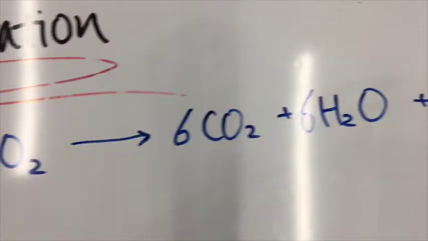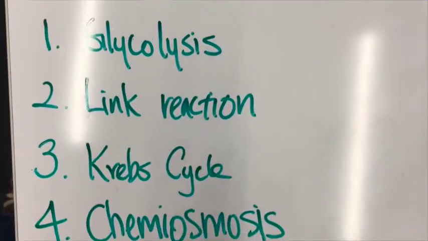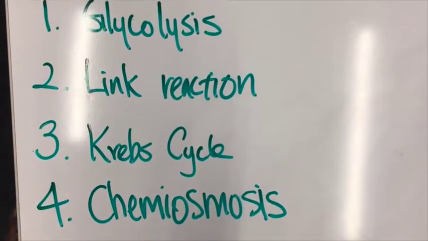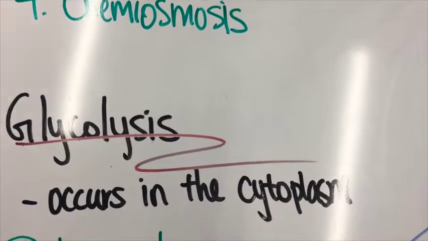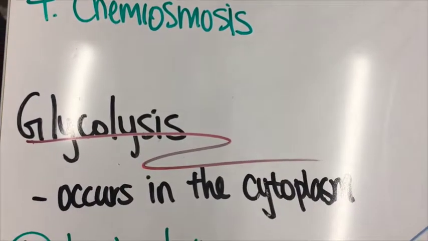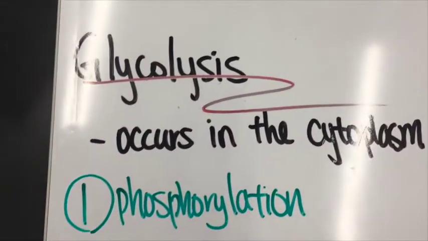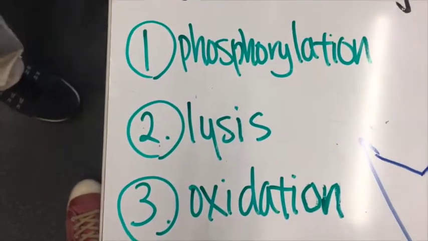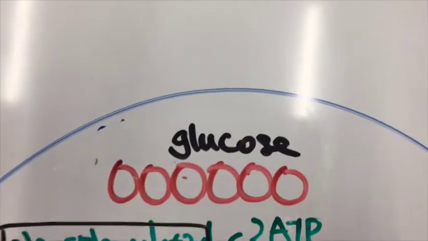Cell respiration can be broken down into 4 steps. These steps are glycolysis, link reaction, Krebs cycle, and chemiosmosis. The first step of cellular respiration is glycolysis. This occurs in the cytoplasm and can be broken down into further steps, which are phosphorylation, lysis, and oxidation, which leads to ATP formation. The first molecule that is needed in glycolysis is a 6-carbon compound called glucose.